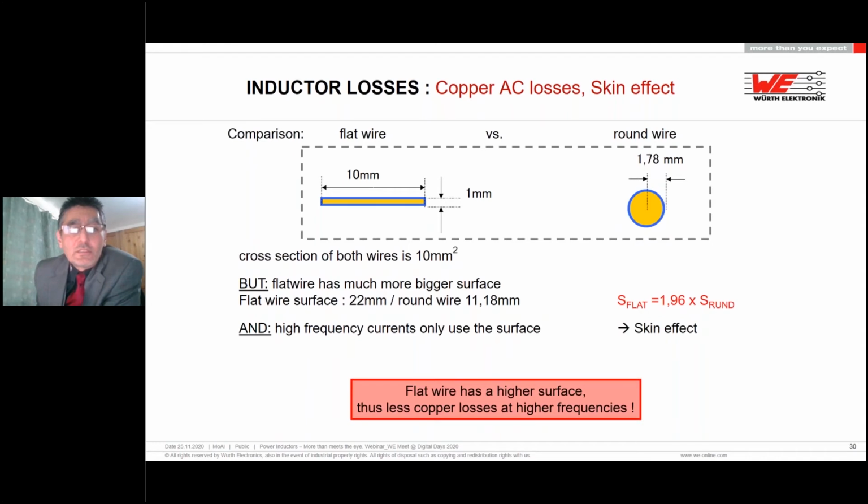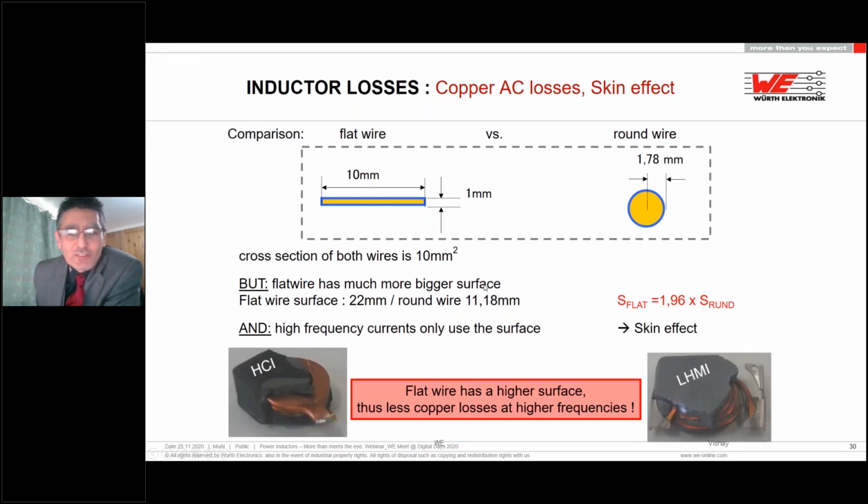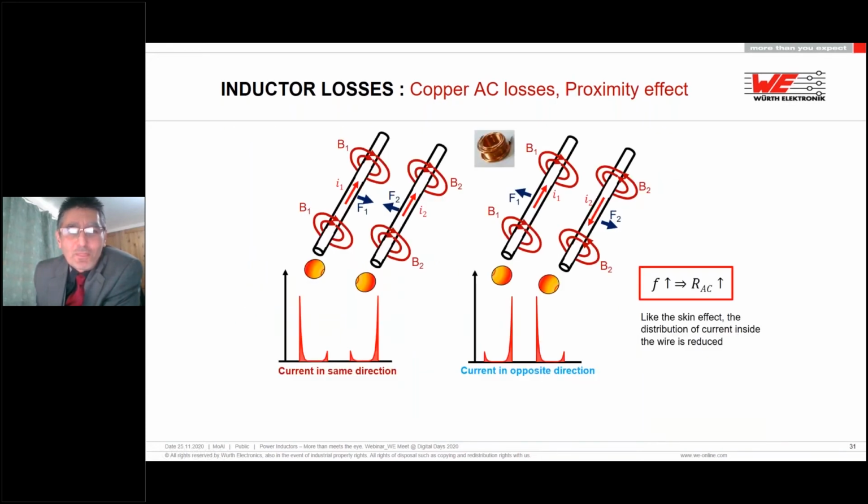Another one to keep in the back of the mind, flat wire is considerably better than round wire. We've got a nice little example here. Both of them have the same cross-sectional area, so it's the same A. But the flat wire has twice the surface area. So it's got basically half the AC resistance that you would get for a round wire. Hence why it's more efficient to do it like that.